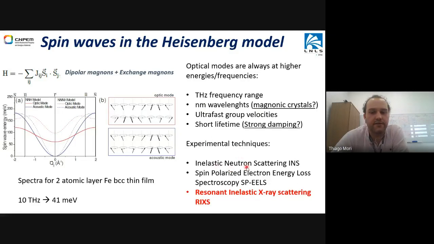And most of them are inelastic techniques, inelastic neutron scattering and spin polarized electron energy loss spectroscopy. But they are very hard, experimentally speaking, because in inelastic neutron scattering, for instance, you must have bulk samples, very big samples. And for electron spectroscopy, you probe just the first layer on the surface. So RIXS, which is the newest technique in this group, has a tremendous potential to give a next step to these studies.